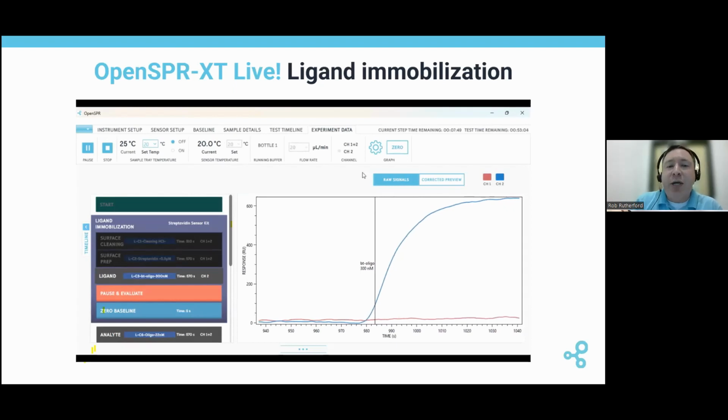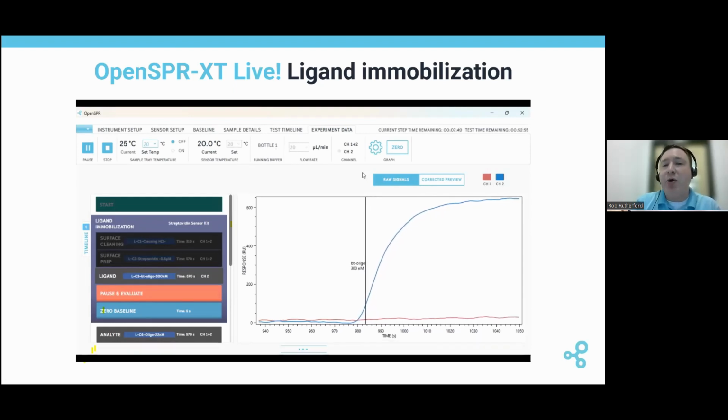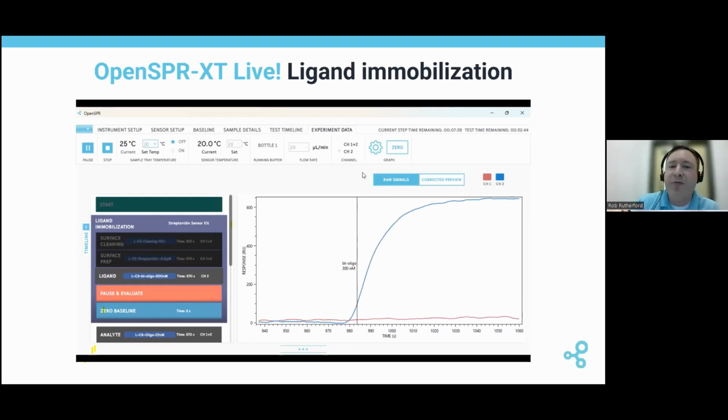The next thing to look at is it will tell you what your running buffer is. So we are currently running our buffer out of bottle number 1. You do have the option to rename these. For instance, if this was PBST, we could have named this PBST. I recommend if you are switching back and forth between bottles, it's great to name this just to quickly orient yourself.